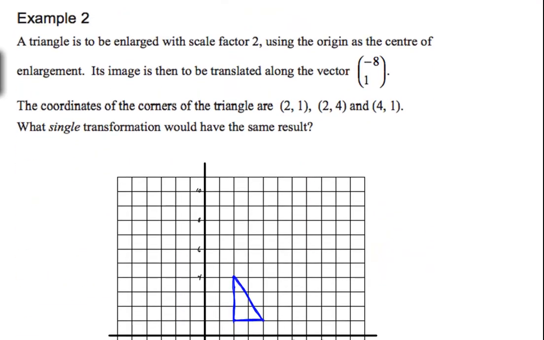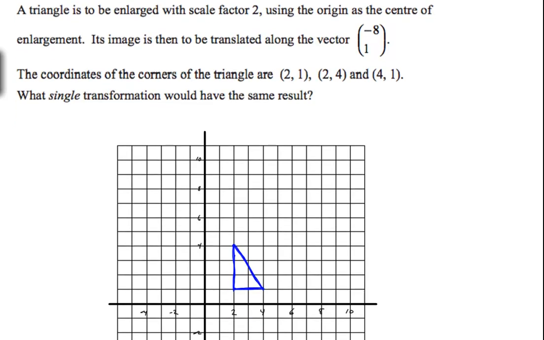Example 2. A triangle is to be enlarged with scale factor 2 using the origin as the center of enlargement, and its image is then to be translated along the vector -8, 1. So the coordinates are down, and I've already drawn the triangle here, and then it asks what single transformation would have the same result. Well, we'll get to that one next. So first we want to enlarge with a scale factor of 2 using the origin as the center of enlargement. So we're going to double everything.